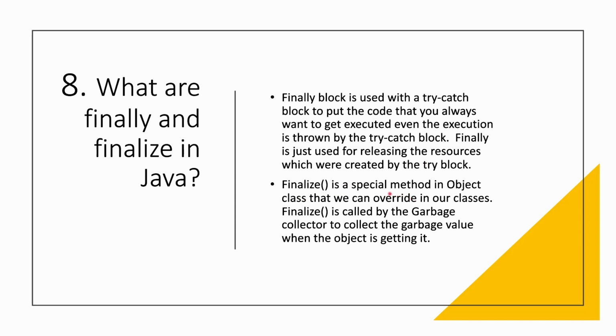Finalize. So now what is finalize? Finalize is a special method in Object class we can override in our classes. It is called by the garbage collector to collect the garbage when the object is getting destroyed. Okay. So if the object is having garbage, there is a garbage collector. To call that garbage collector, you need this finalize method. Okay.